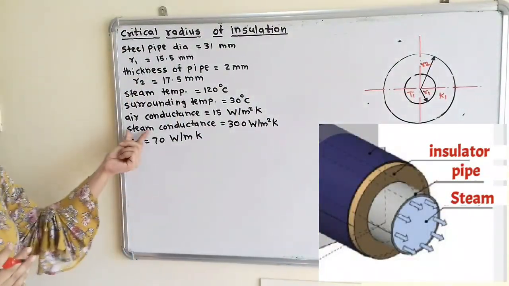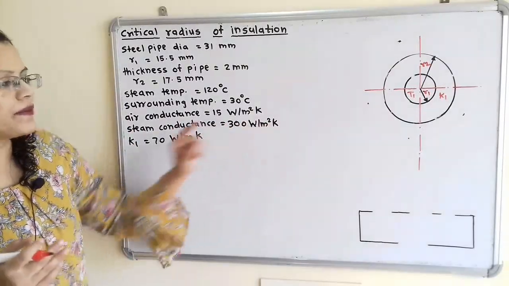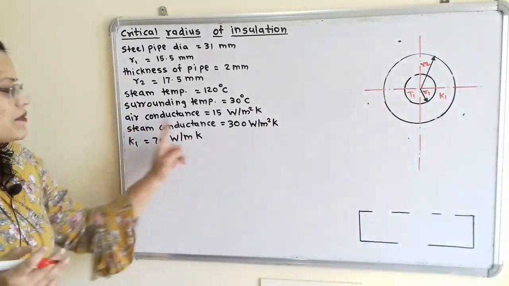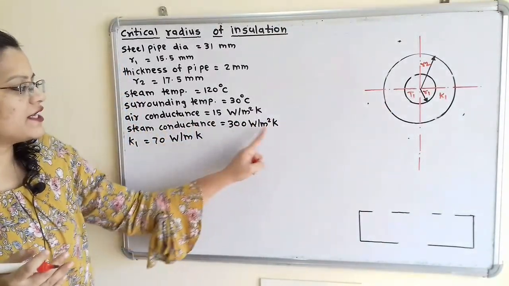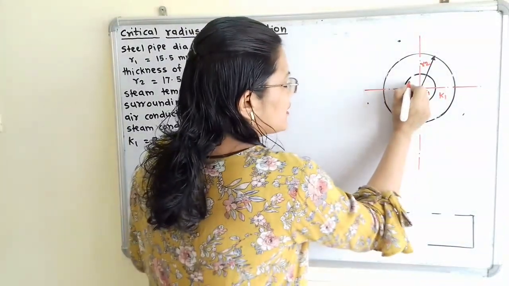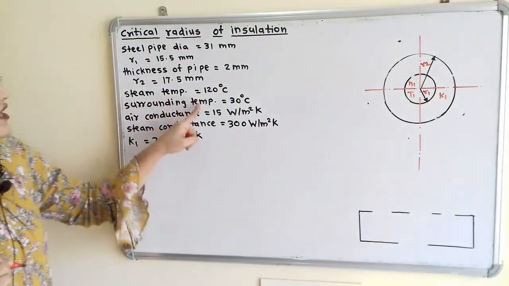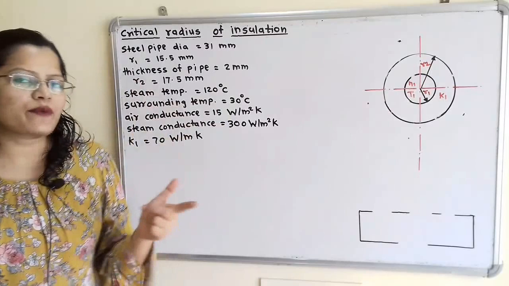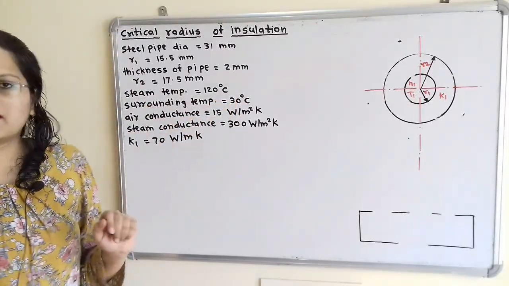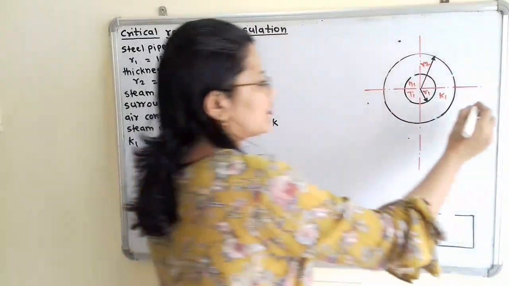So this steam will work as a fluid. Here this steam conductance is also given, that is 300 Watt per meter square Kelvin. Now this steam temperature is T1, so steam conductance we will consider as H1, and H1 is equal to 300 Watt per meter square Kelvin. It is given, so we will mention it in the diagram. Now surrounding temperature is given. This surrounding temperature is also considered as a fluid. Here it is given 30 degrees Celsius. So we will say here temperature T2 is equal to 30 degrees Celsius.